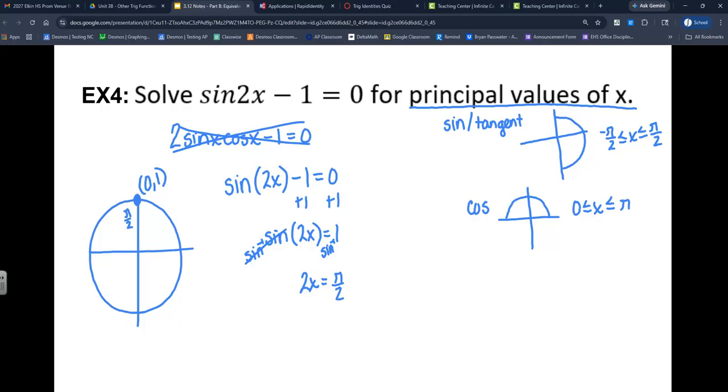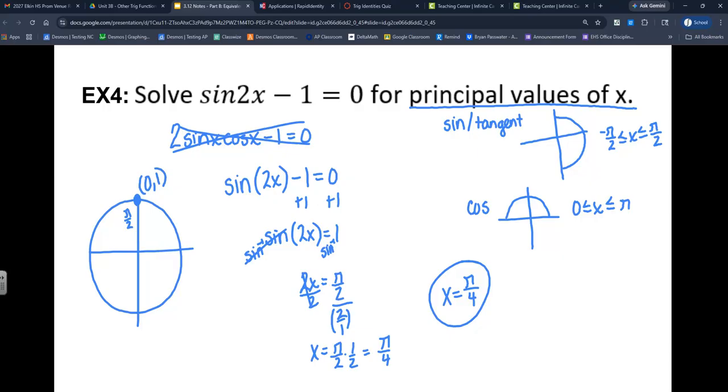So if I want to solve for x, what one more step do I have to do? Divide by 2. If I divide by 2, that's like 2 over 1. Dividing fractions is easy as pie. Flip the second and multiply, and I get pi over 4. So x is going to equal pi over 4.